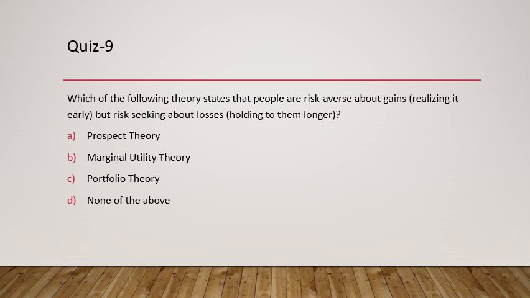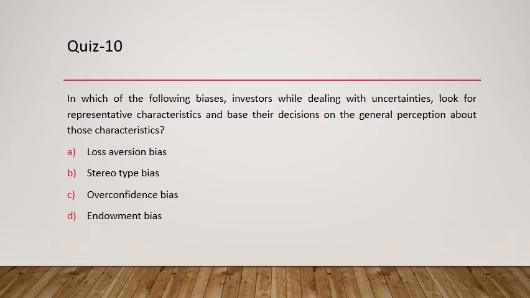The next question is which of the following theory states that people are risk averse about gains but risk seeking about losses? This is very easy to answer. It is prospect theory. We move on quickly to question number 10.